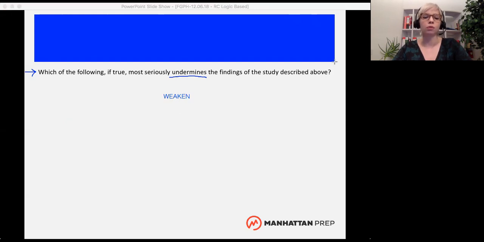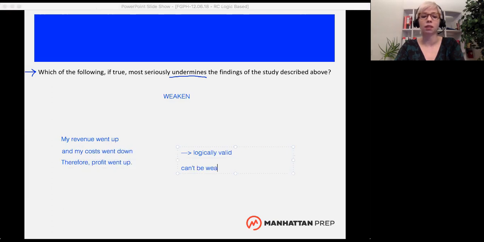So when we're thinking about arguments, let's go back to the original example that we had about my revenue went up. Therefore, profit went up. We all agreed that this was not a logically valid argument. But what if I added another premise in here that says, and my costs went down? Now, this is a logically valid argument, right? So if we have a logically valid argument, it can't be weakened, right? There's no way to weaken this one because it's logically airtight. If revenue went up and costs went down, by definition, profit went up.